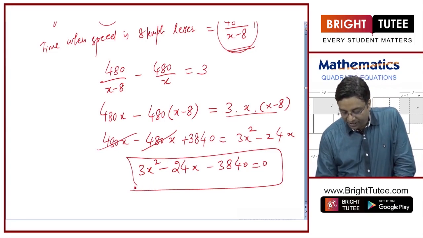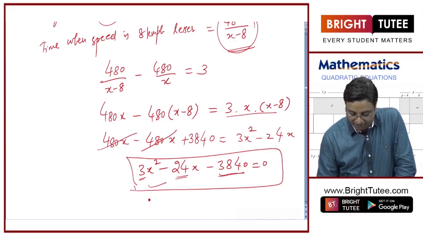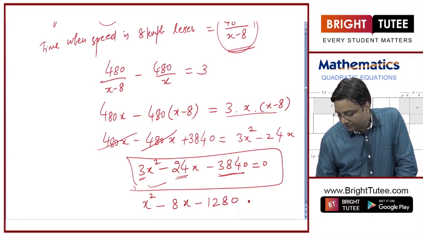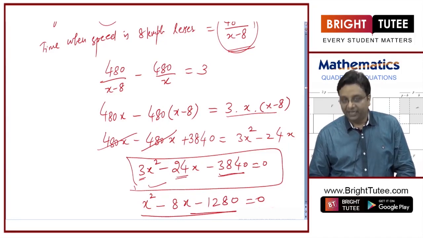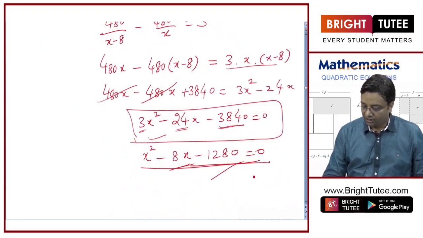So this is the representation we are looking for. We can simplify it further, because this term is divisible by 3, and this is 3 itself. So we can write it as x square minus 8x minus 1280. So this is my required representation in quadratic form. For this question, this is your answer.